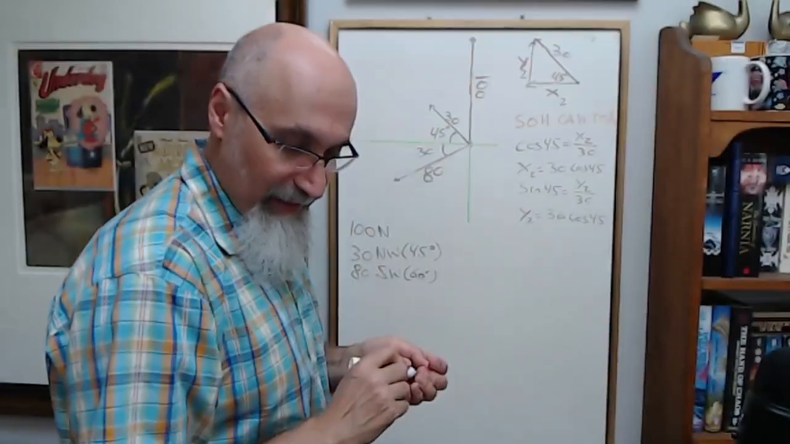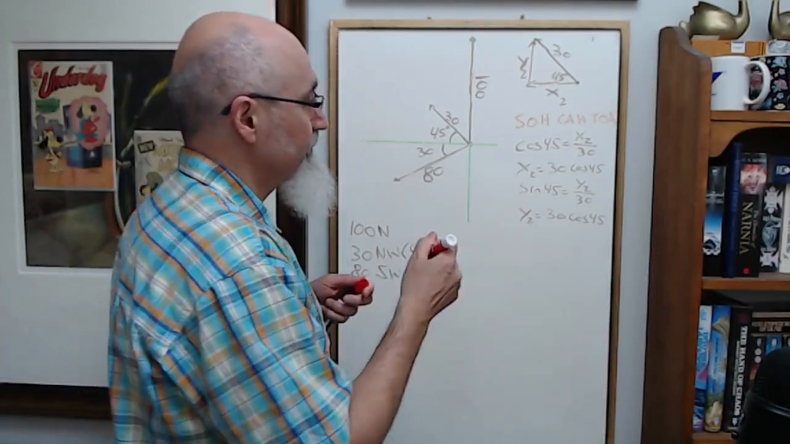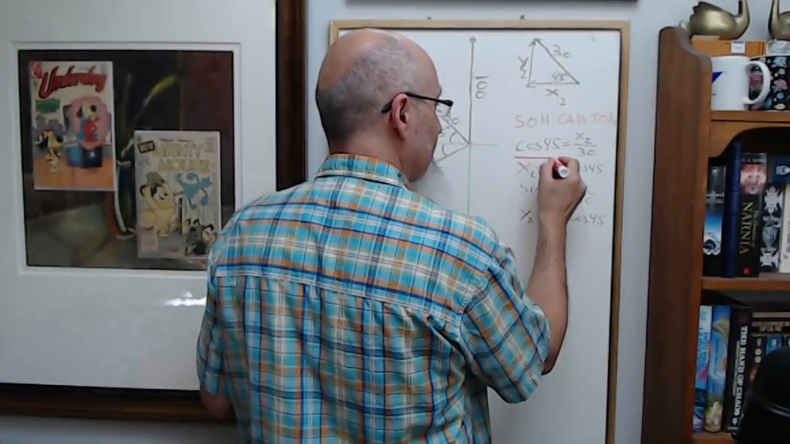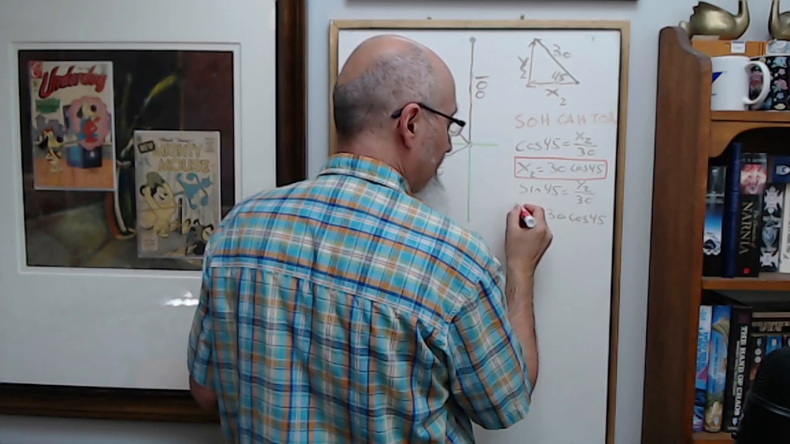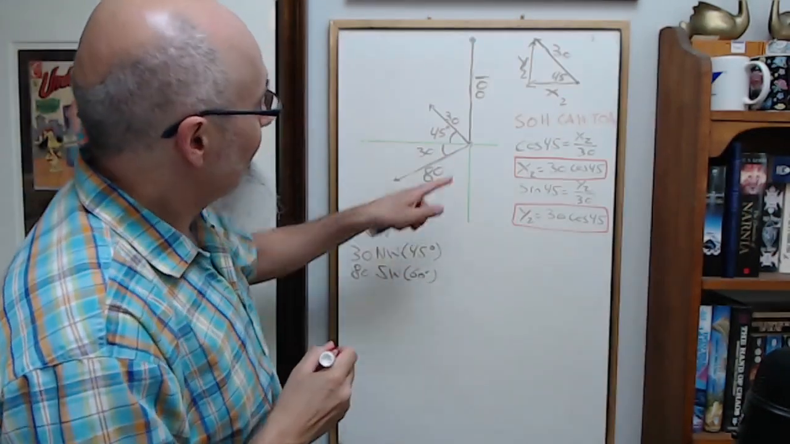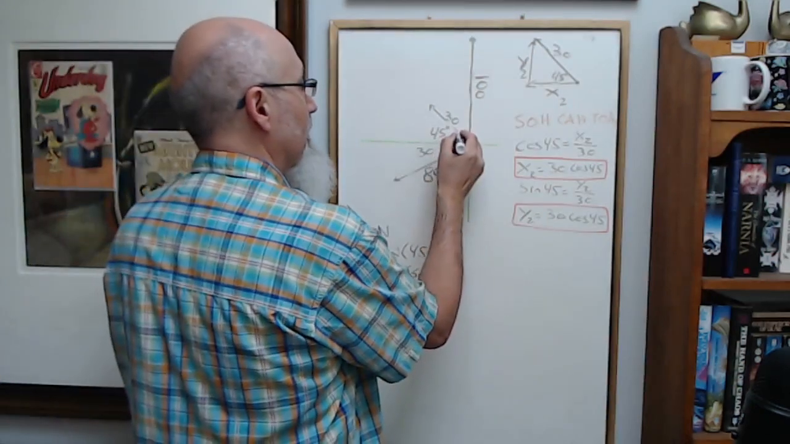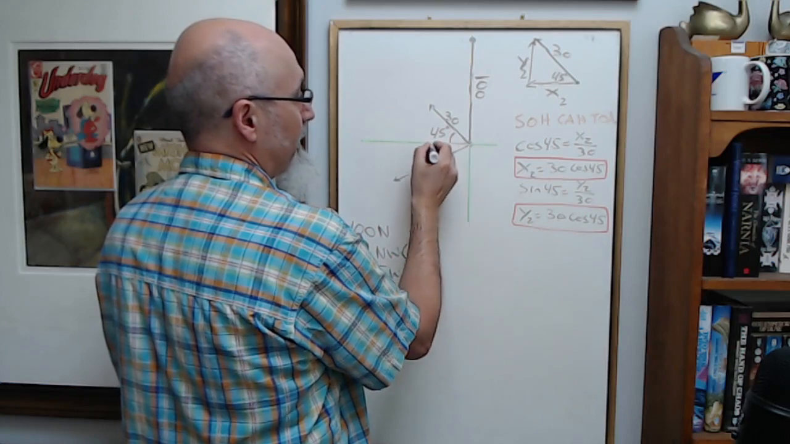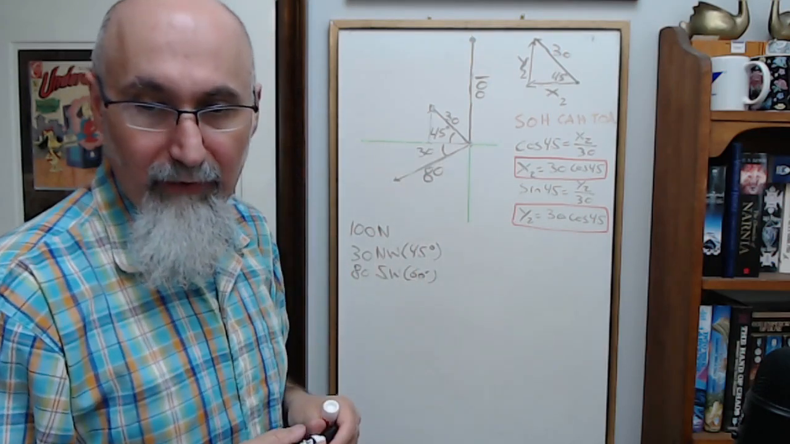So y2 is equal to 30 sin of 45. Okay. Let me highlight these because these are the ones we're going to use, right? Right here and right here. Yeah. So we just broke this down into its components here and here. That's what their lengths are, right?